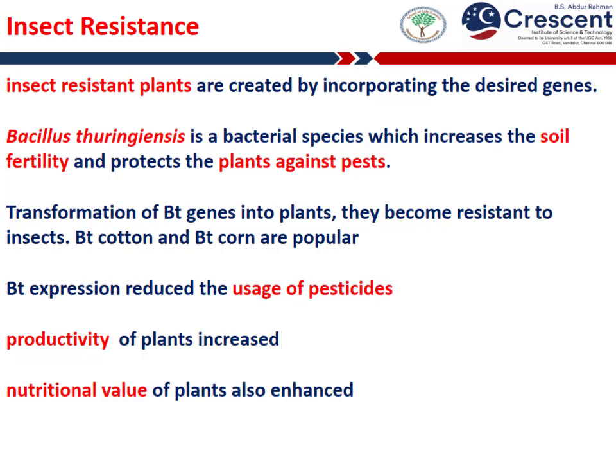Ultimately, they die. Bt corn is one species of food plants which have been modified by inserting bacterial genes in it. It's effective against insects by developing resistance against them. The use of Bt genes in the plant's genome has made agriculturists use insecticides in very little amount. As a result of this, the productivity and nutritional value of plants also increased. That will benefit human health.